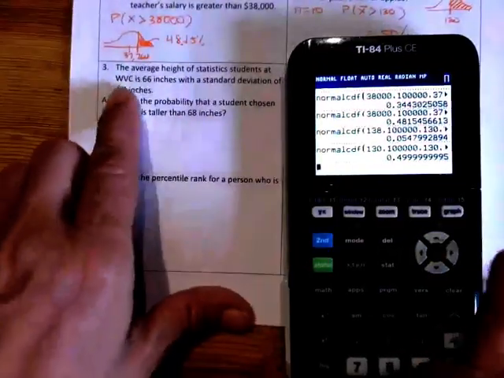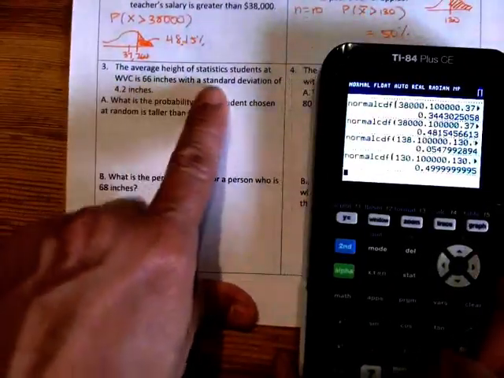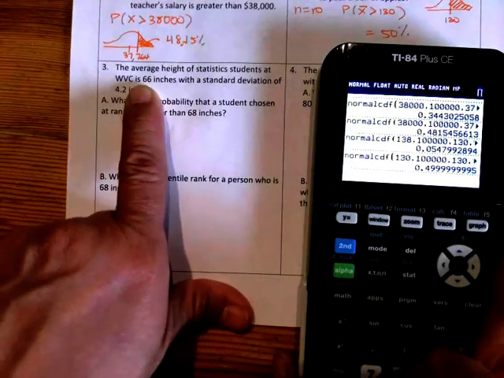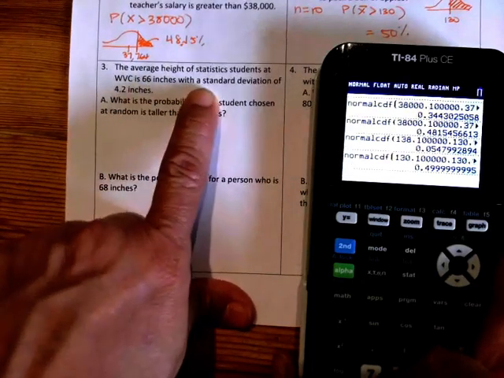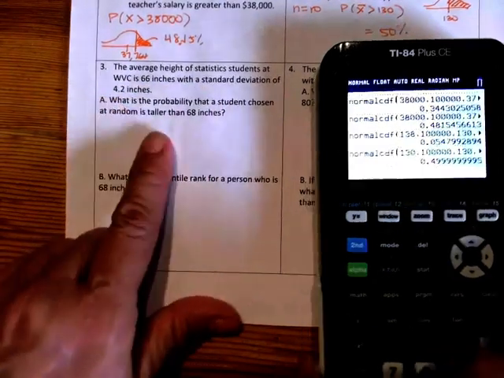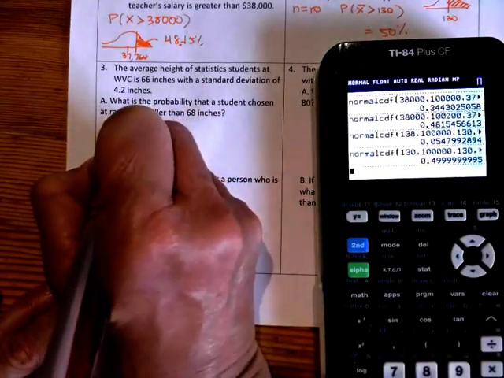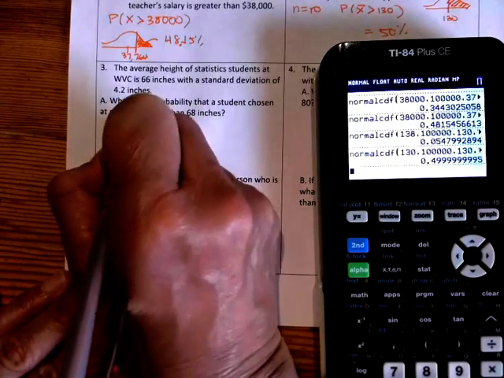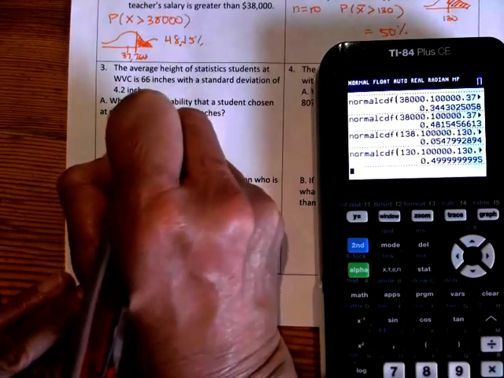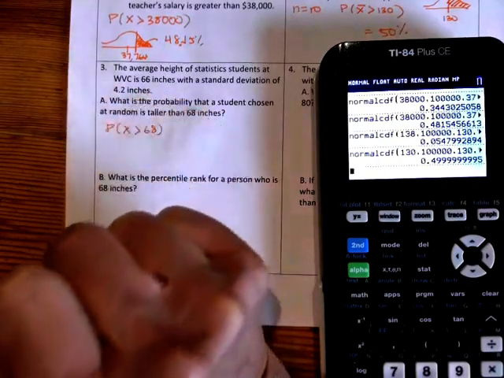Okay, here we go. The average height of a stat student at Wenatchee Valley College is 66 inches with a standard deviation of 4.2 inches. What is the probability a single student, so just X, is taller than, I keep doing a lot of greater thans on this one, greater than 68?